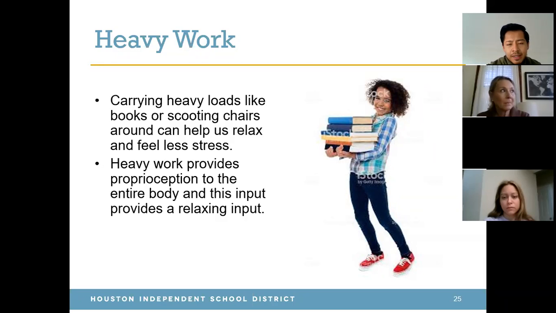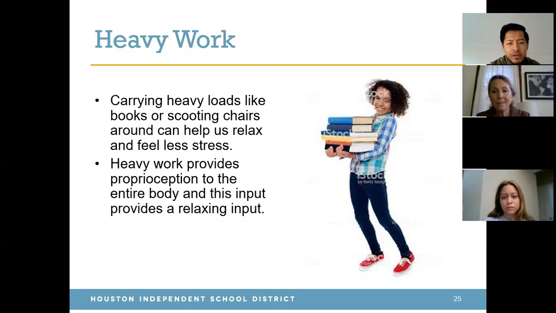So again, a chair, or it could be maybe they're helping you around in the kitchen. As long as it's safe, maybe they can hold on to a pot and transport it from one end to another end. It doesn't have to be anything very, very heavy, but it should be something that's going to give them some input so that they can feel relaxed.